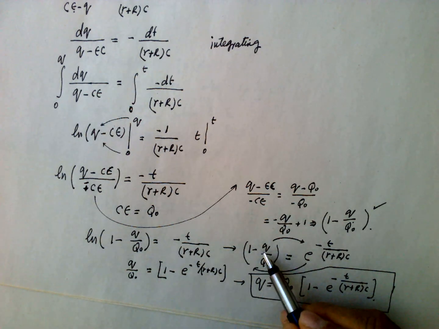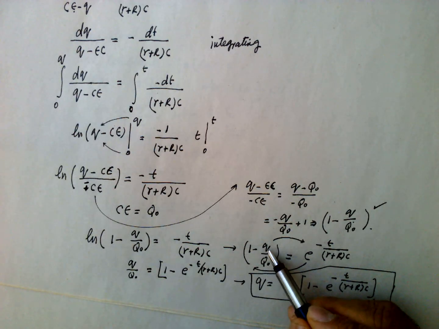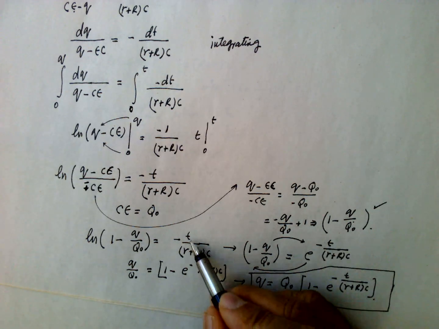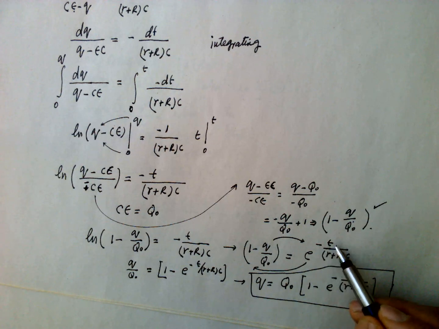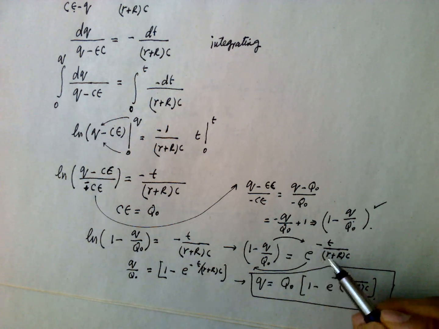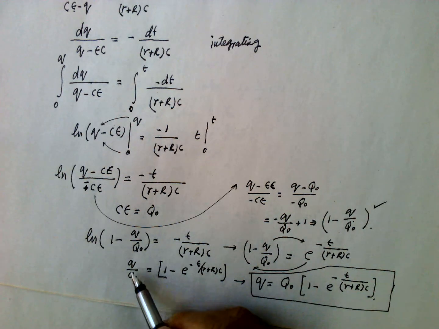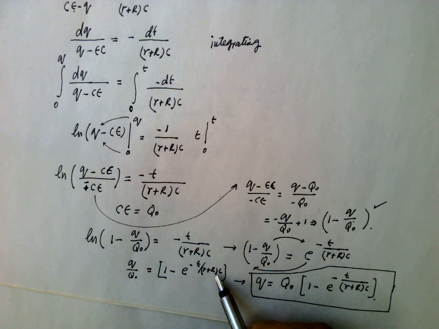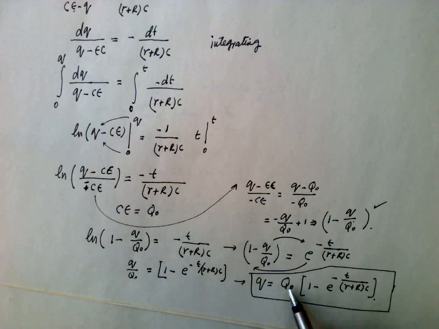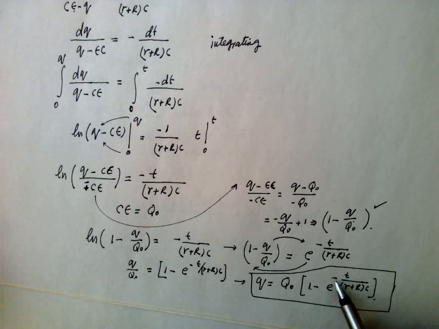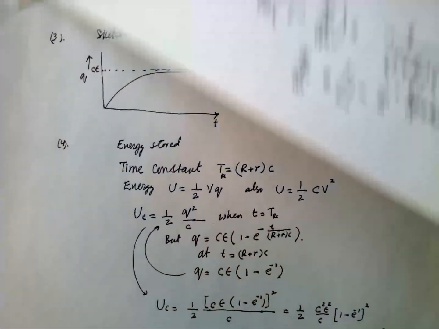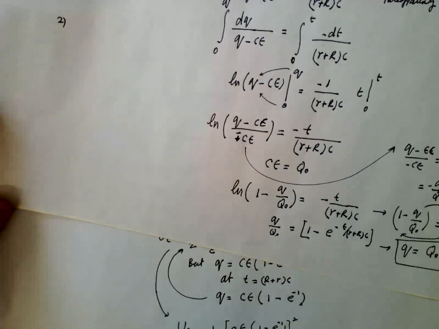Taking the exponential of ln of 1 minus Q over Q naught, this goes to e raised to power minus T over r plus R into C. So from here, Q over Q naught is equal to 1 minus e raised to power minus T over r plus R into C. This is the expression for the charging of the capacitor. So this value is 1 minus the exponential.